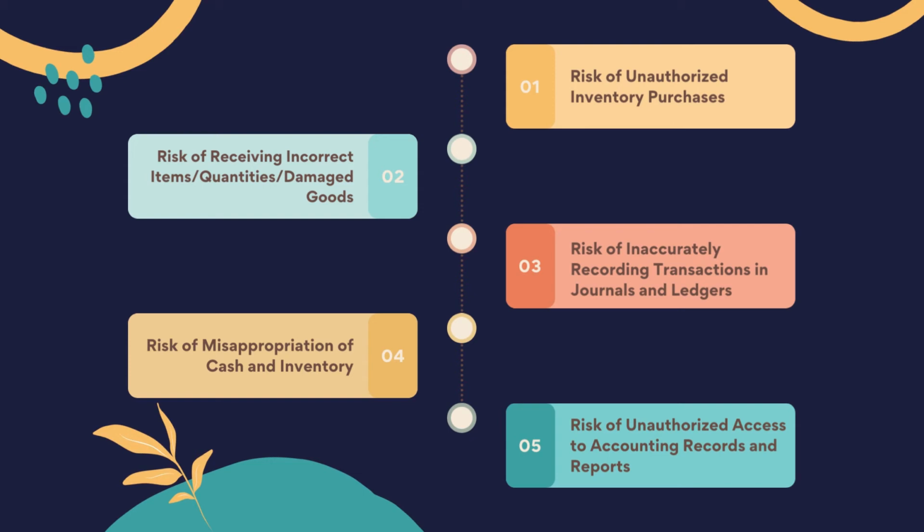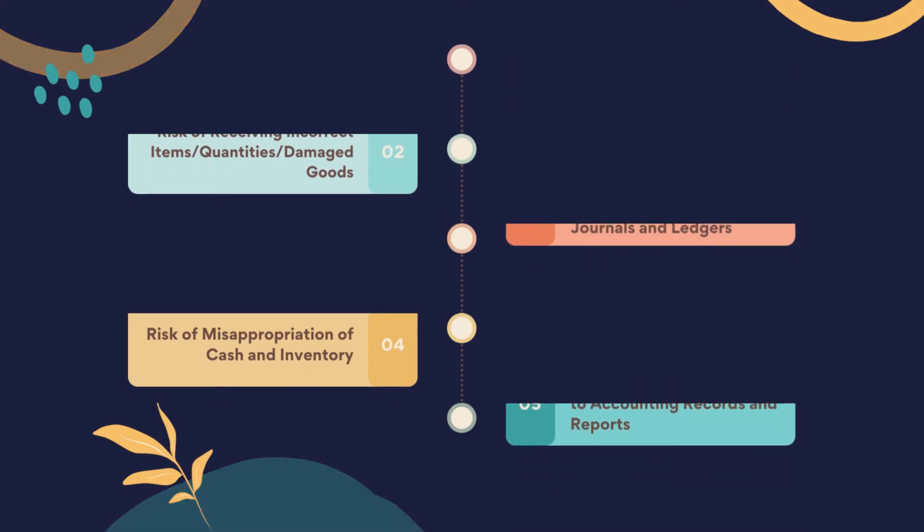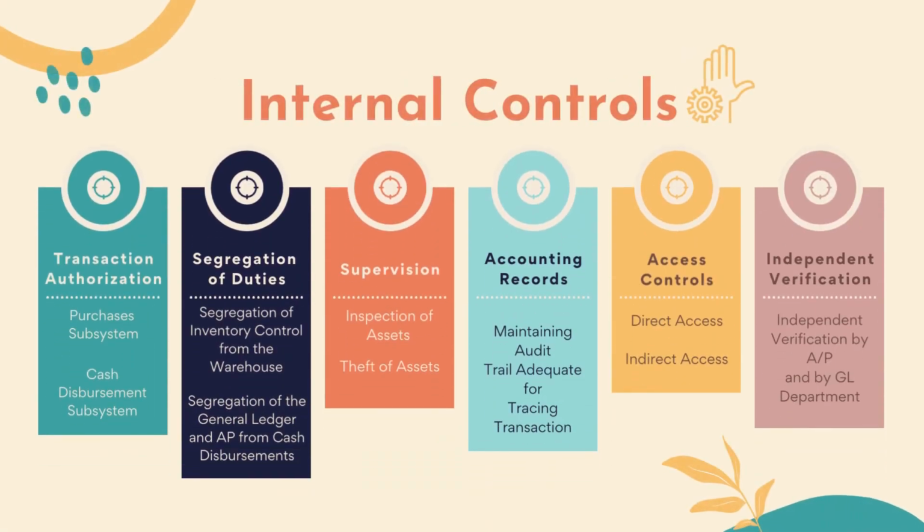Third, risk of inaccurately recording transactions in journals and ledgers. Fourth, risk of misappropriation of cash and inventory. Fifth, risk of unauthorized access to accounting records and reports. To mitigate and mend those enumerated risks, these are the following internal controls organizations can take to act upon them.